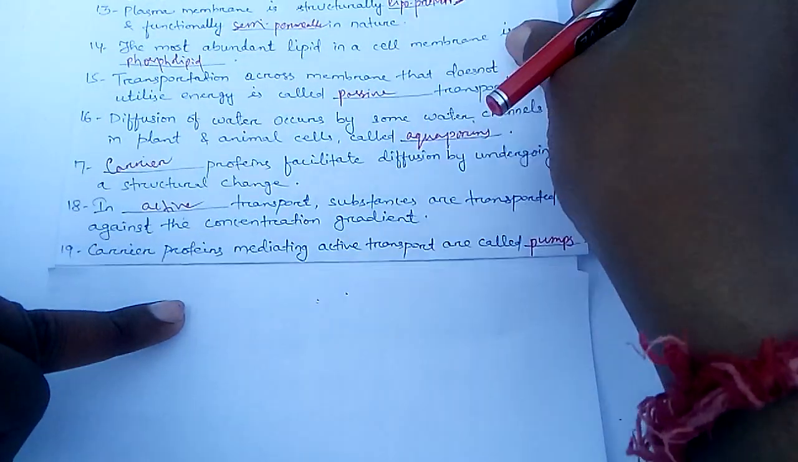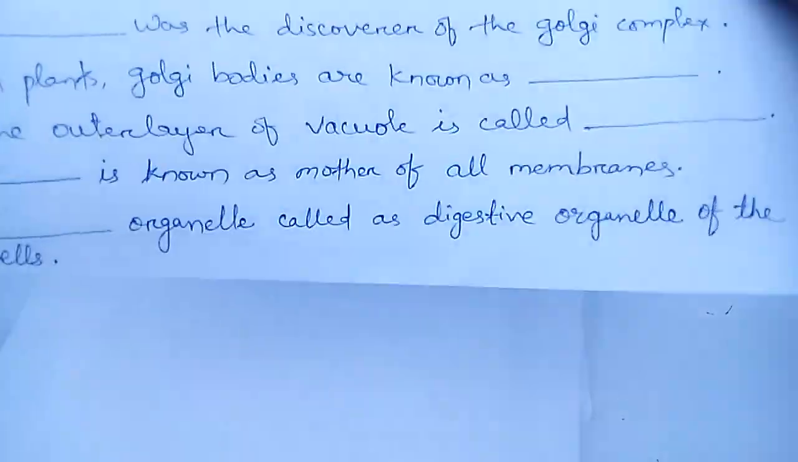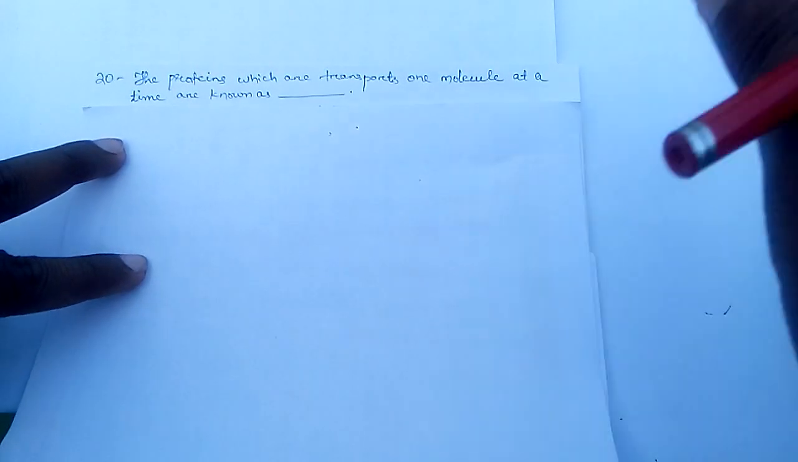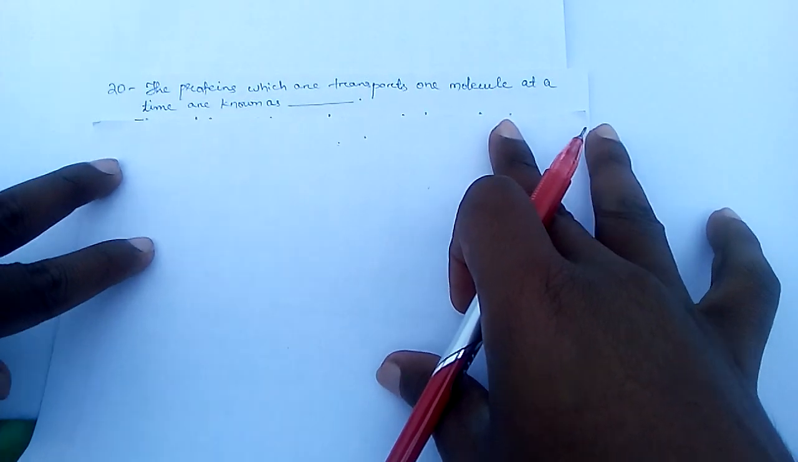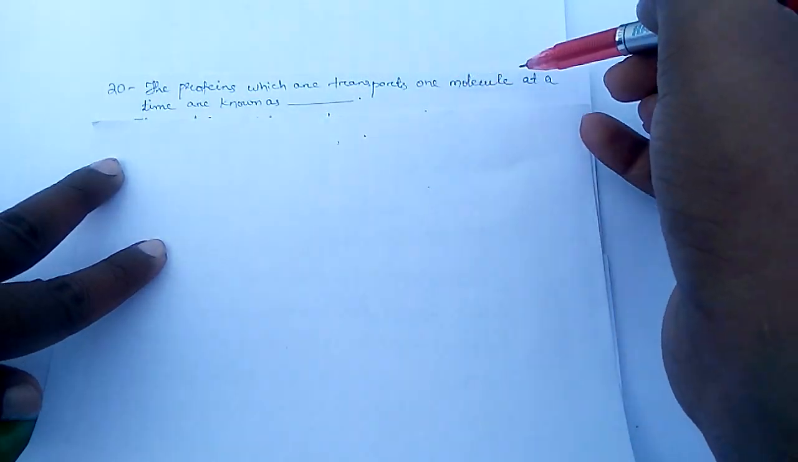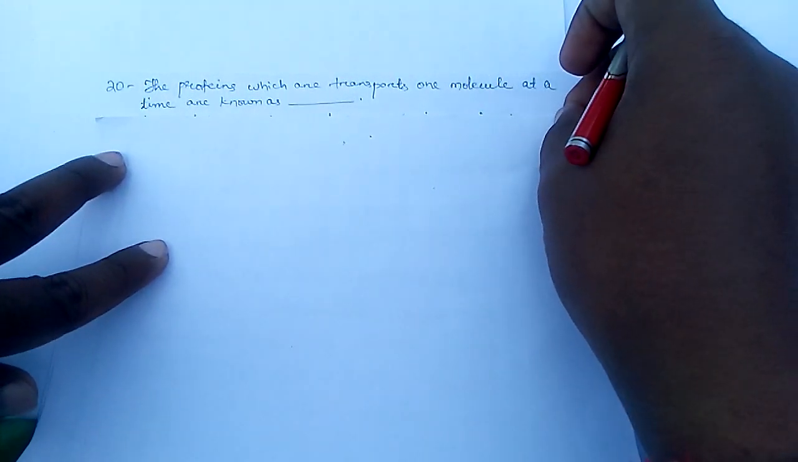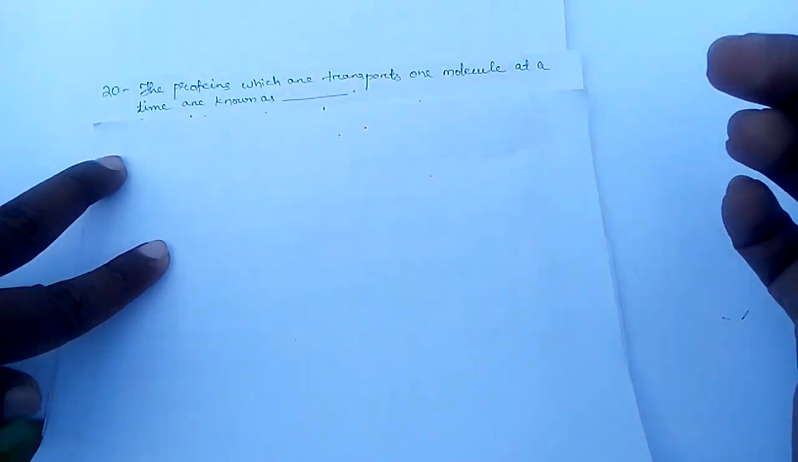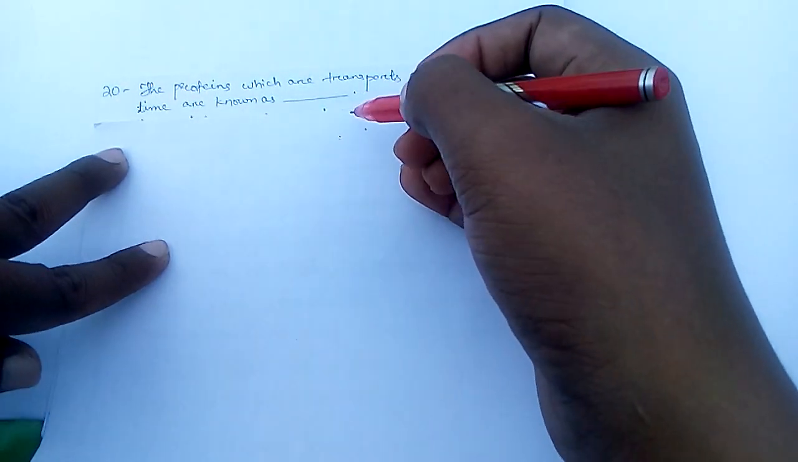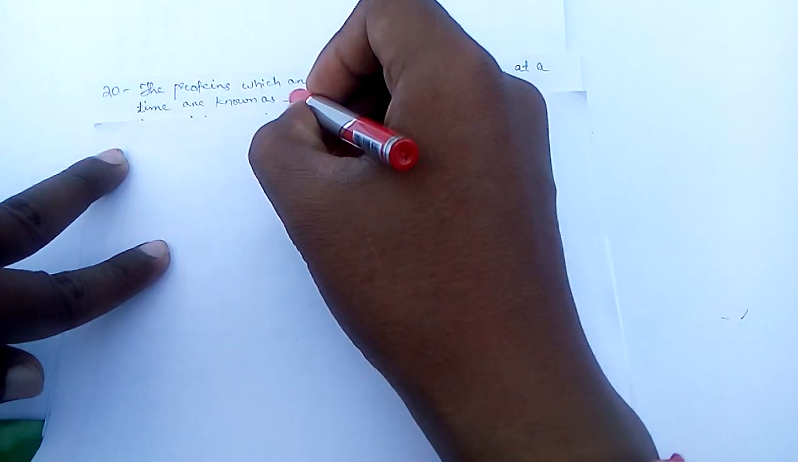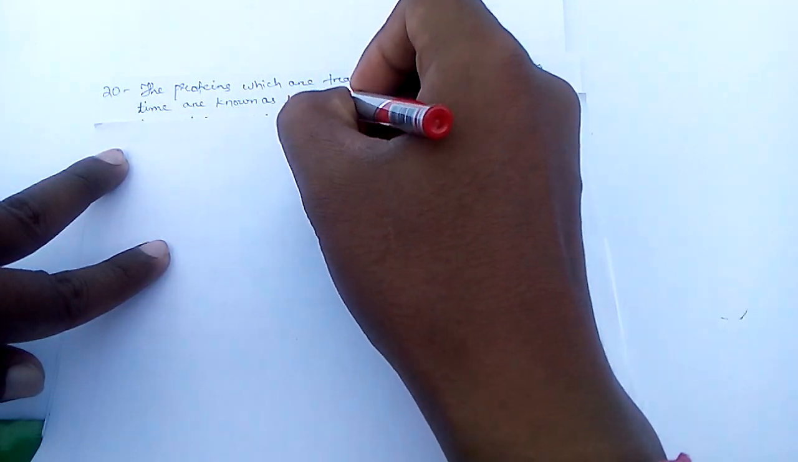Then our next question, question number 20. The proteins which transport one molecule at a time are known as ___. Which protein transports one molecule at a time? The answer is uniport. Those proteins which transport one molecule at a time are generally known as uniports.